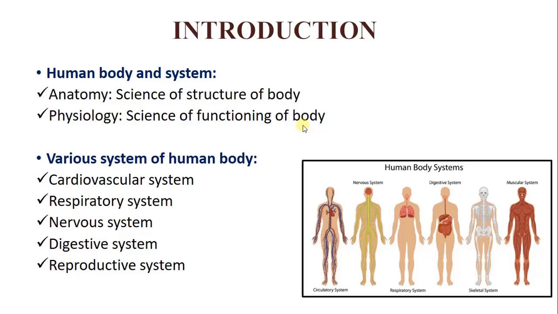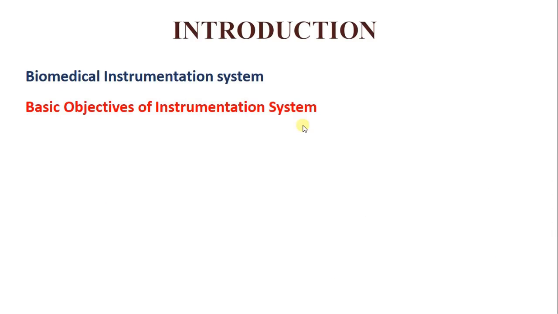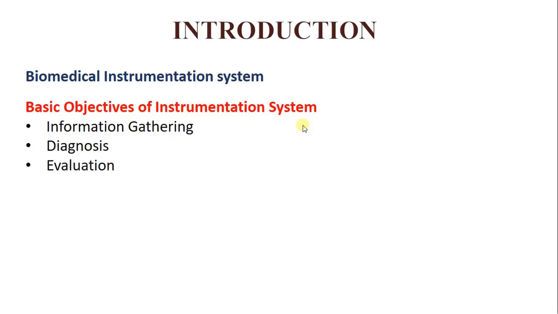And learning the anatomy and physiology, and then going for the development of the instrumentation system for the benefit of human, that is nothing but the biomedical instrumentation. So what is the role of biomedical instrumentation system? The basic objective of biomedical instrumentation system is gathering of information from different systems present inside the human body, doing the diagnosis, doing the evaluation, then after evaluating those signals, monitoring of that signal and controlling different parameters. That is the main objective of biomedical instrumentation system.